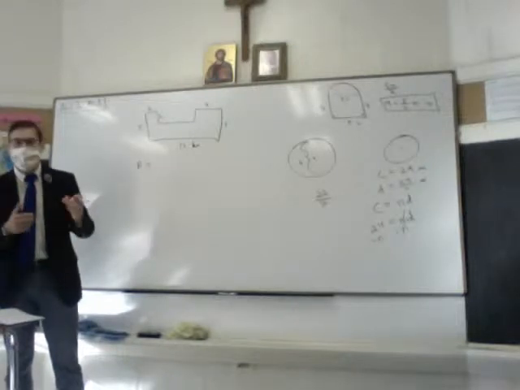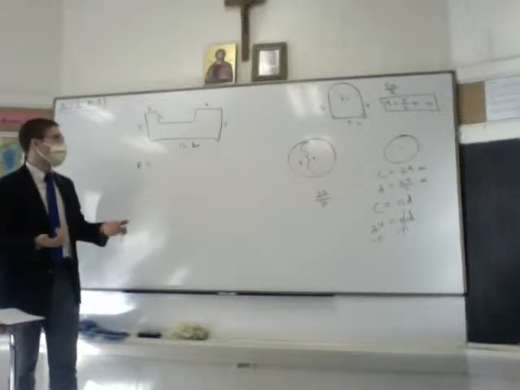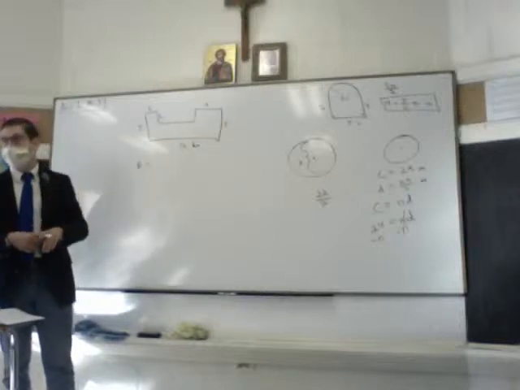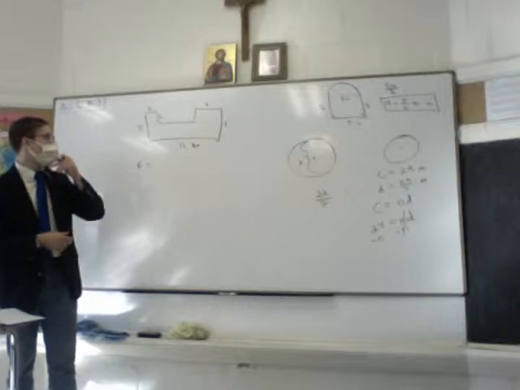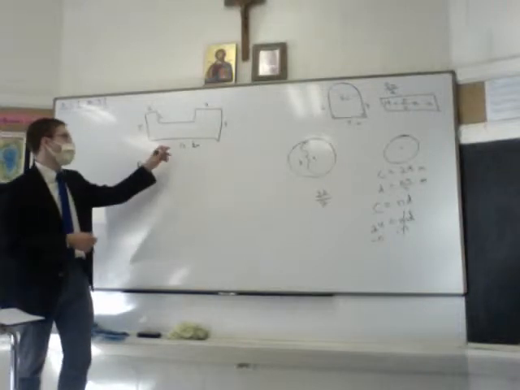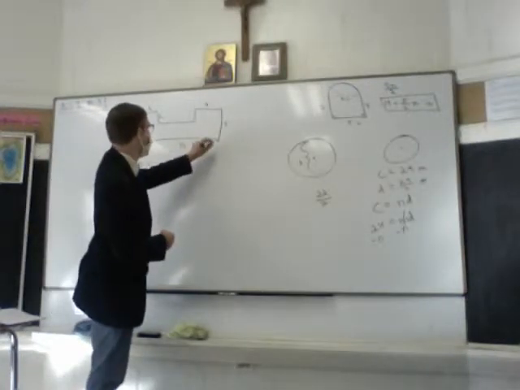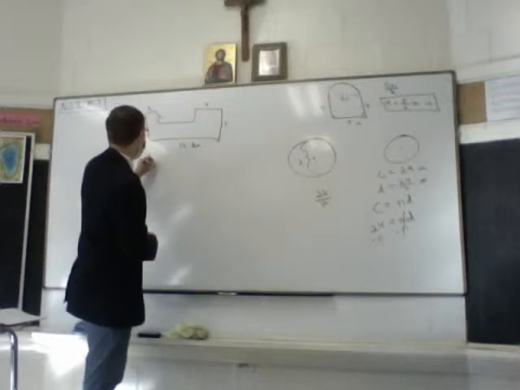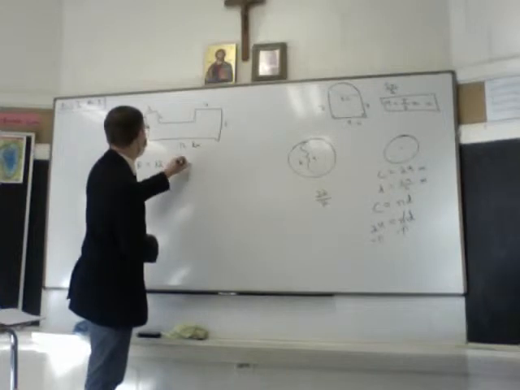Okay, so we want to find the perimeter of this. So we should just find a point to start at and go around, right? So where are we going to start? Somebody pick a corner. Okay, so we're gonna start here and go around. Okay, so we're gonna have 12 plus what? 5 plus 2 plus 2.